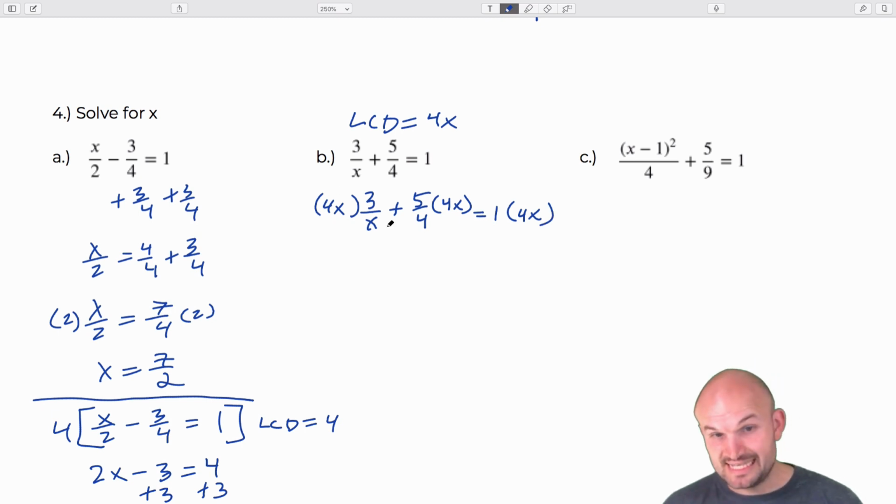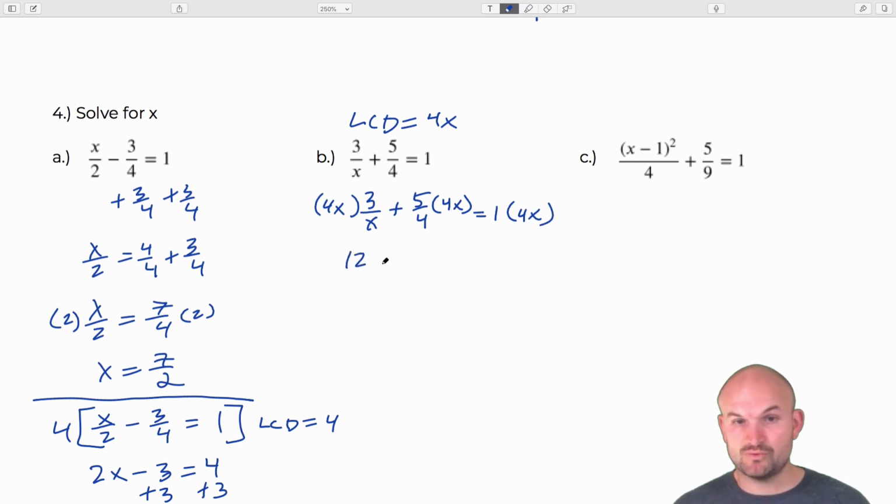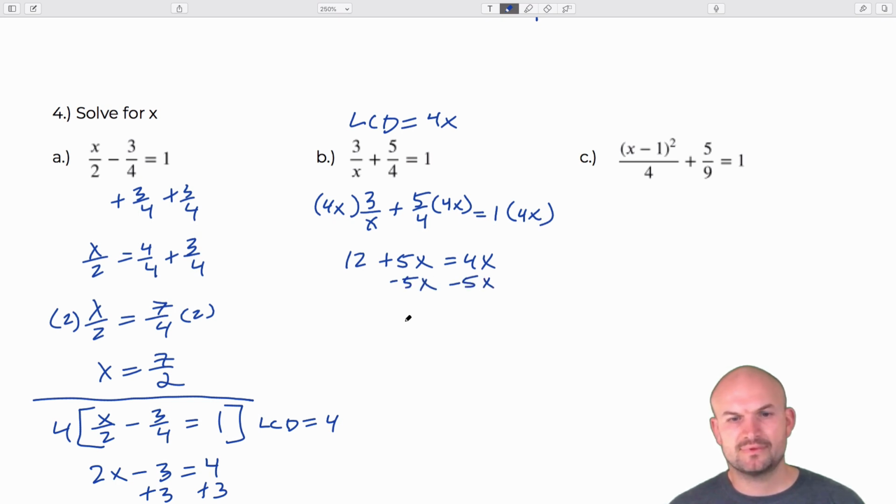Now you can see the x's are going to divide out. That's just going to give me 12. Here the 4's are going to divide out, so that's going to be plus a 5x. And then here you just have 1 times 4x equals 4x. So now I can just go ahead and subtract the 5x from both sides. I get 12 equals a negative x. Divide by -1, divide by -1, x equals a negative 12.